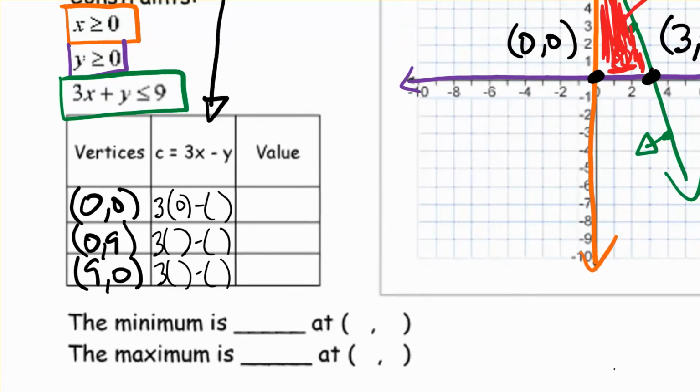So we're plugging in a 0 and a 0 for x and y, so we get out a 0. Next one, plug in a 0 for x and a 9 for y. 3 times 0 is 0, minus 9 makes negative 9. Our next one, plug in a 9 for x and a 0 for y. 3 times 9 makes 27. So then we'd say we have a minimum of negative 9, and that's at the point 0, 9. And we've got a maximum of 27, and that's at the point 9, 0.